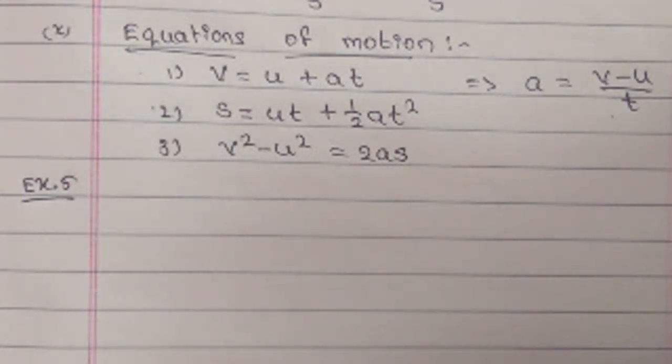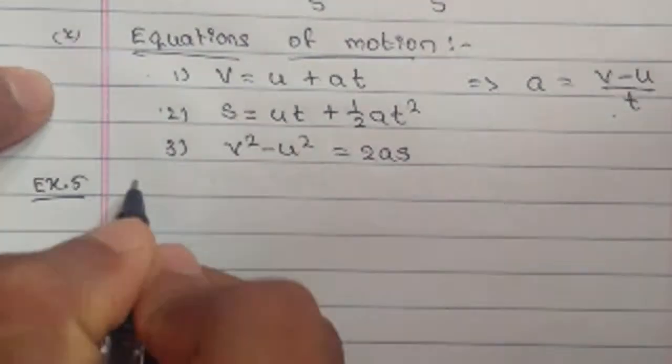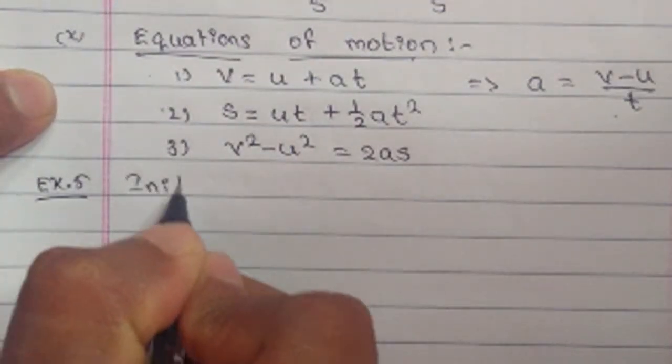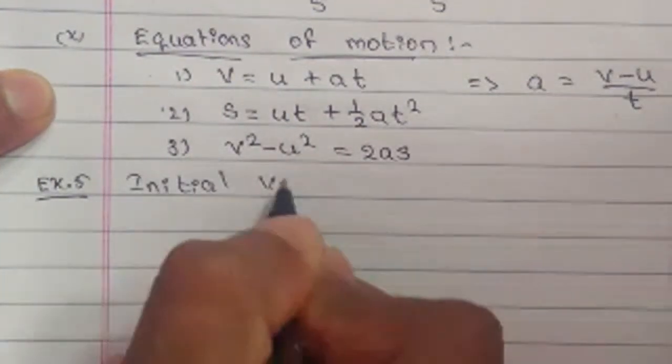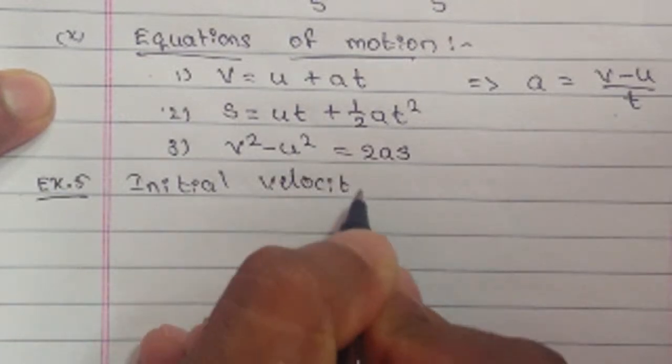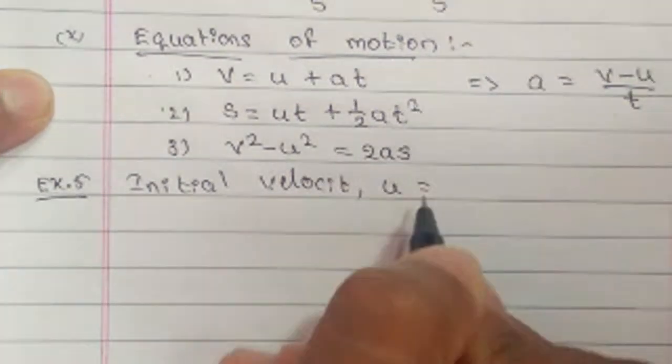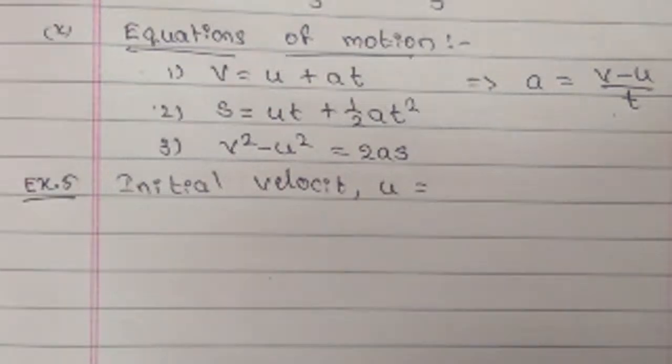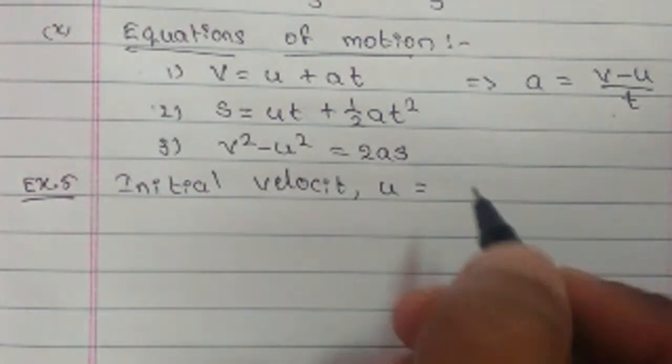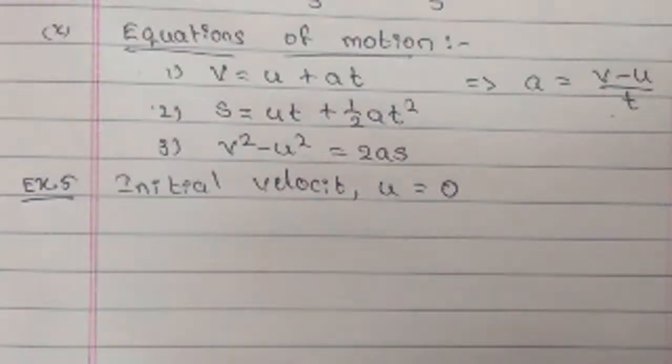Now I will solve it. Before solving that, first I will write the given data. First one, initial velocity, u. Initial velocity is how much here? It is given that the train starts from rest. A train starting from rest, that means the initial velocity is 0.